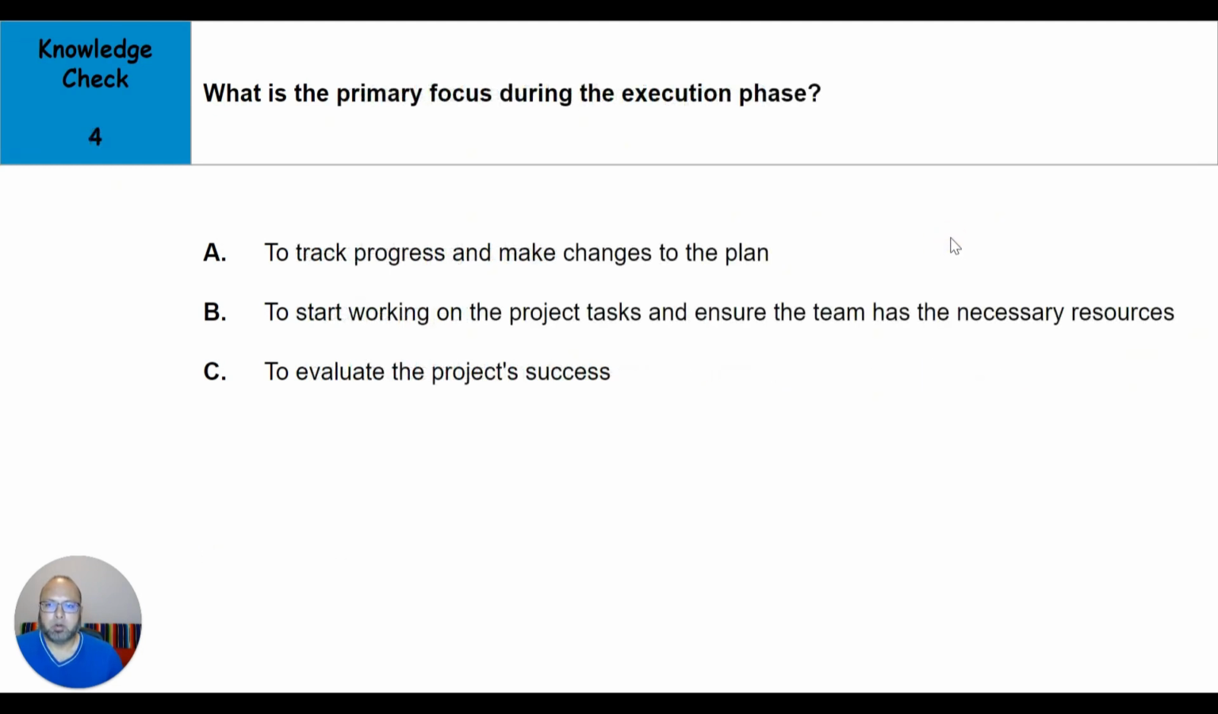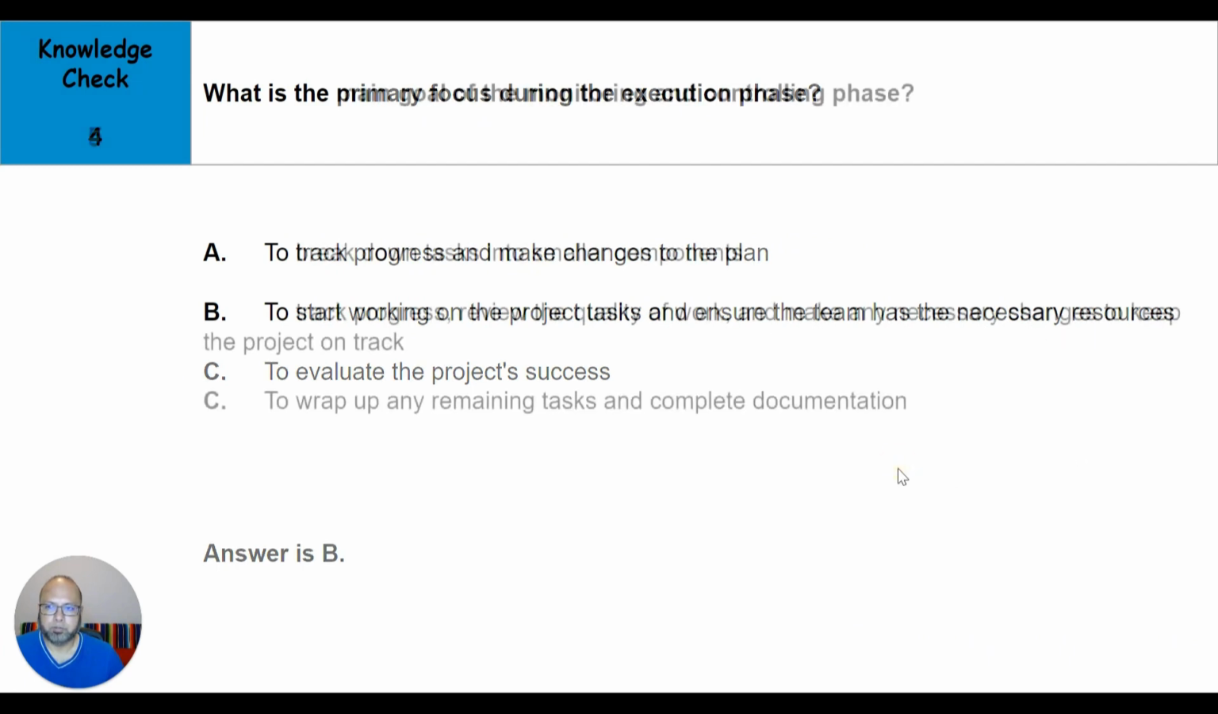What is the primary focus during the execution phase? A. To track progress and make changes to the plan. B. To start working on the project task and ensure the team has the necessary resources. Or C. To evaluate the project success. B. To start working on the project task and ensure the team has the necessary resources.